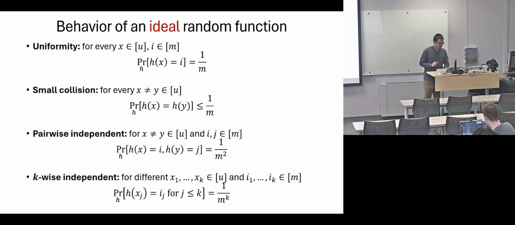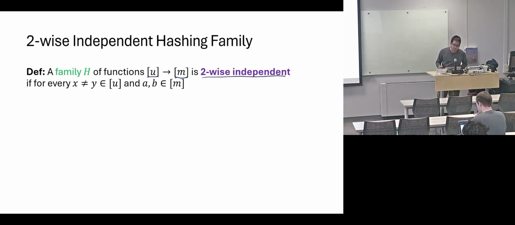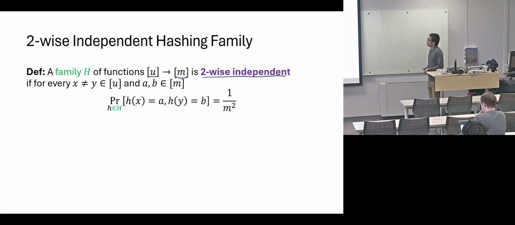Okay. All right. So this is the family that we want, right? It's the family of functions that map the universe to some range m, and we say it's two-wise independent if, basically, what we expect from the definition is that when you sample a function from this family, it satisfies the two-wise independent property. So I'm going to give you an example of some family that satisfies this, and today I'm going to prove it to you.